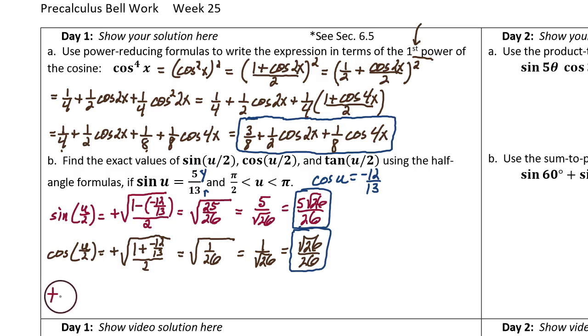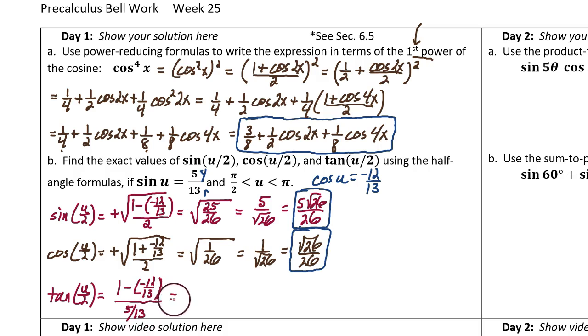Finally, we have to get tangent of u over 2. There's actually two math formulas we can use on this, and it doesn't matter which you use. I'm going to use the first one. It's 1 minus the cosine of u divided by the sine of u.